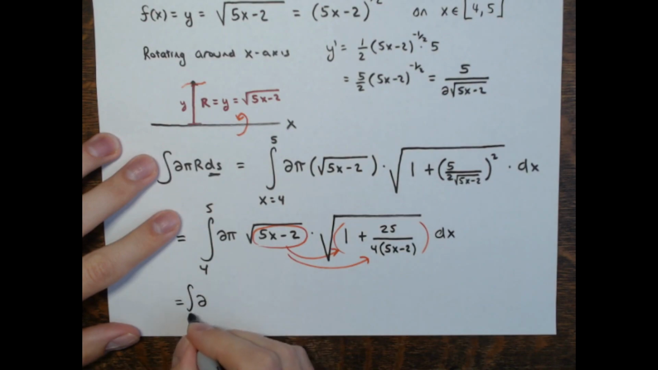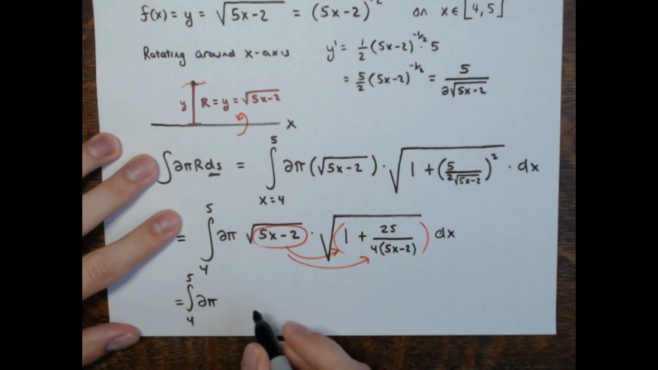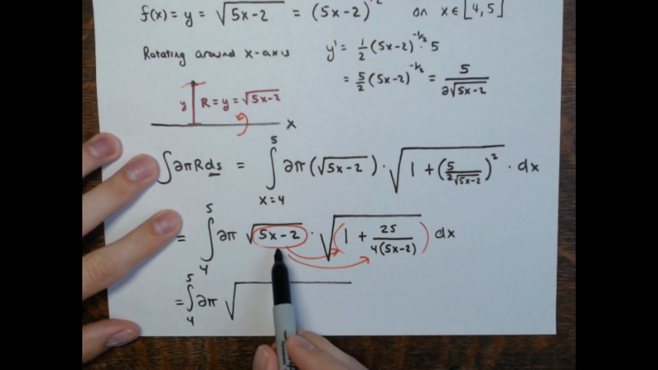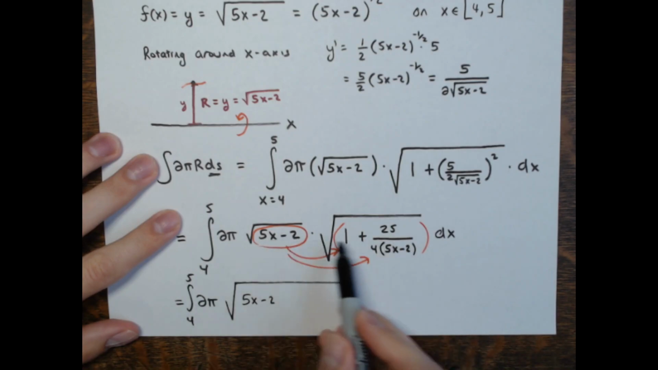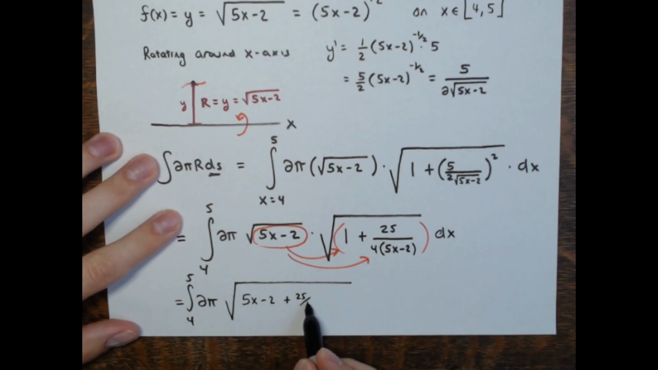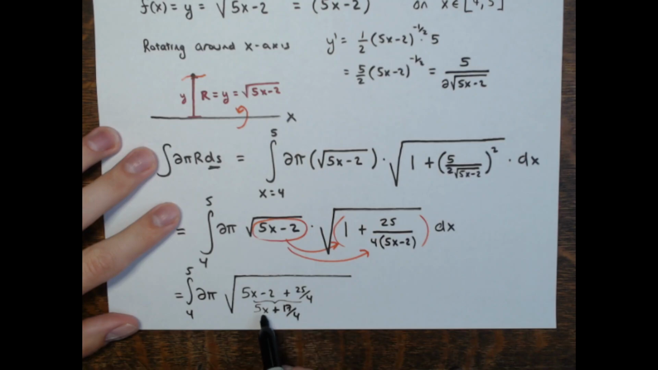So this is the integral from 4 to 5 of 2 pi, and then a big square root. 5x minus 2 times 1 is 5x minus 2. And then 5x minus 2 times the second term, the 5x minus 2's would cancel, you just have plus 25 fourths, okay? And then this is negative 8 fourths plus 25 fourths, so this in here is actually 5x minus 8 fourths plus 20, plus 17 fourths. And I guess if you put these together, it'll be 20x plus 17 all over 4.